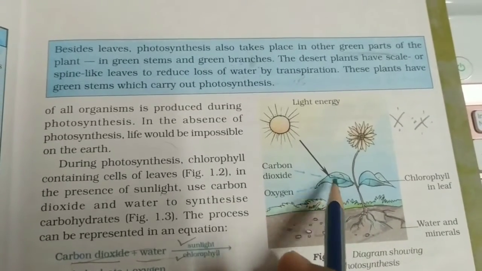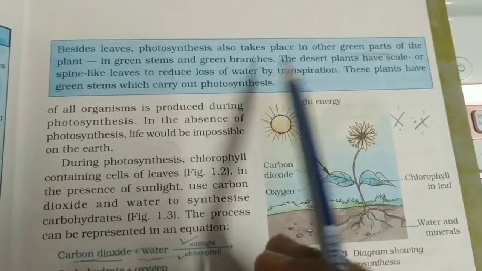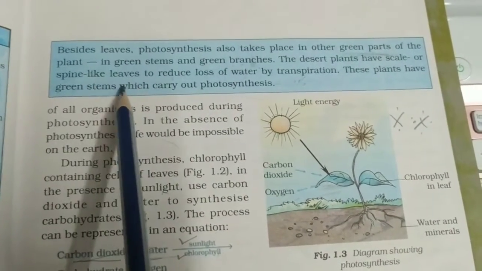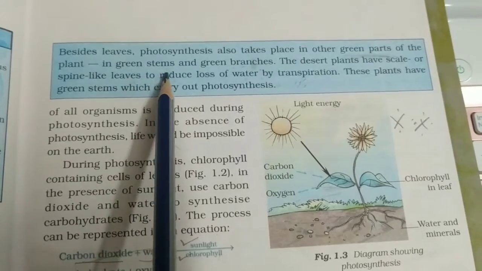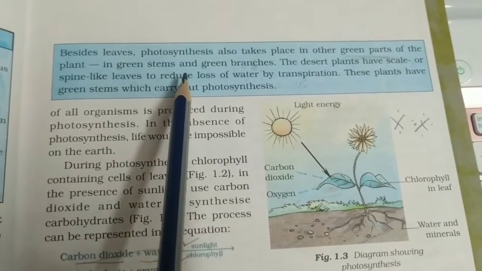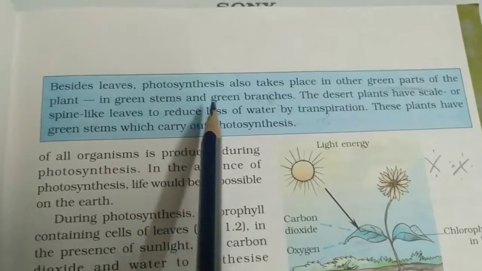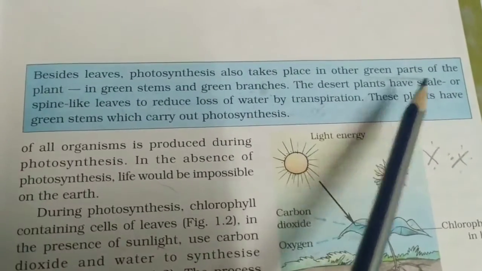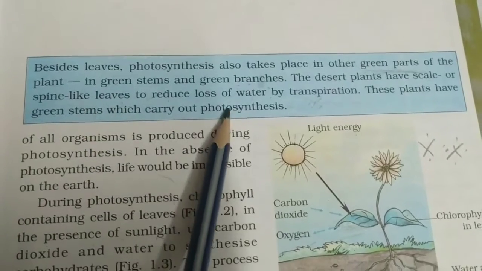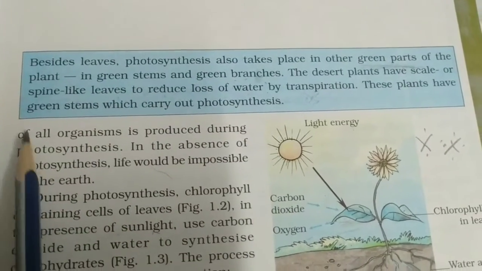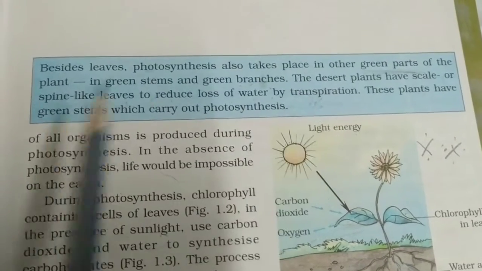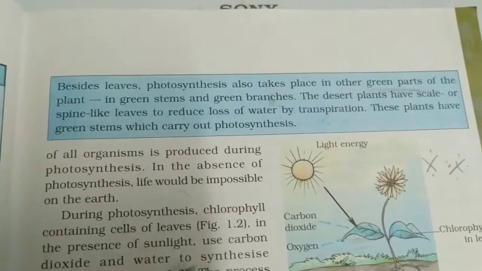So to prevent that, the desert plants have spine-like leaves so that no transpiration takes place. In the desert, water is really scarce, so that's why they have spine-like leaves to reduce loss of water by transpiration. These plants have green stems which carry out photosynthesis. They have no leaves, as leaves help in the process of transpiration. They just have green stems which carry out photosynthesis.